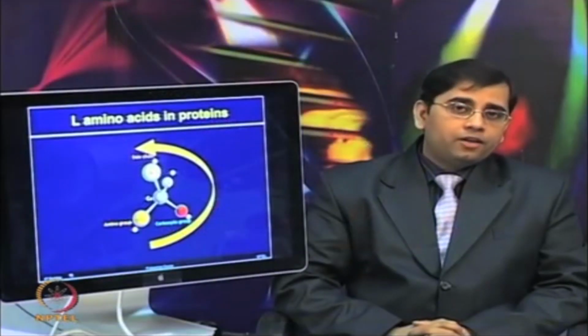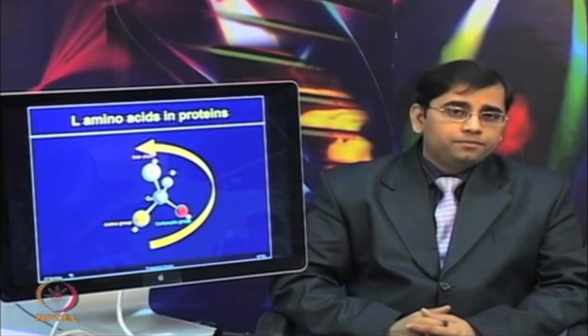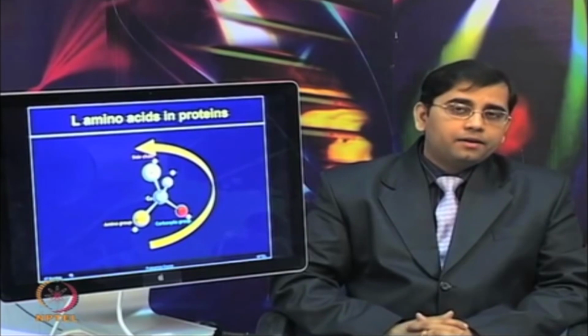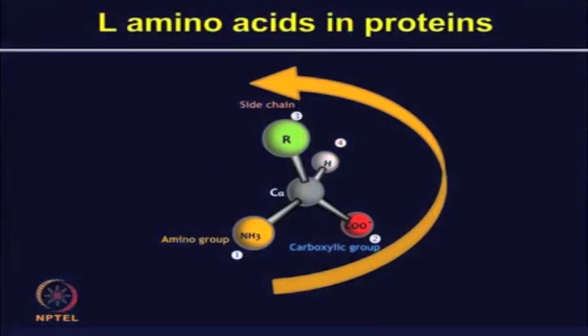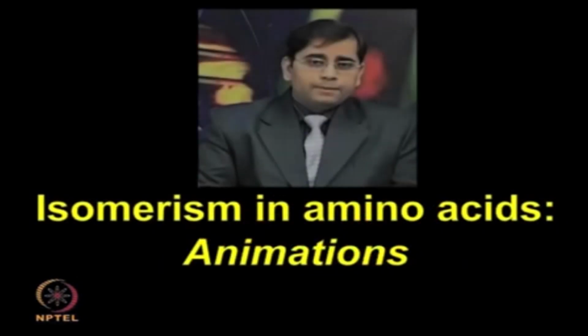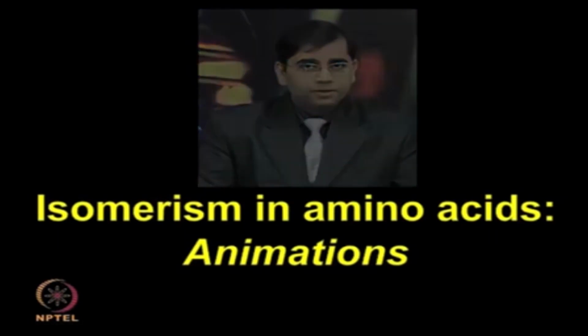There could be R or S configurations in the amino acid depending upon the priority groups, but only L amino acids are present in proteins. All the L amino acids have S configuration, which describes the counterclockwise direction, as shown here, from highest to lowest priority groups, which is indicative of a chiral center with the S configuration. Some of the isomerism properties of amino acids will be discussed in the following animation.